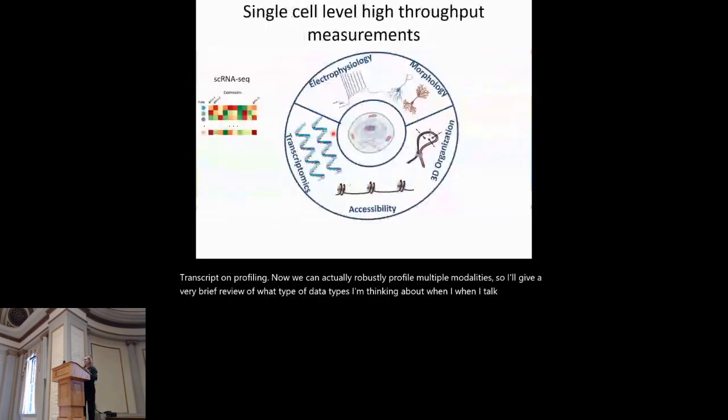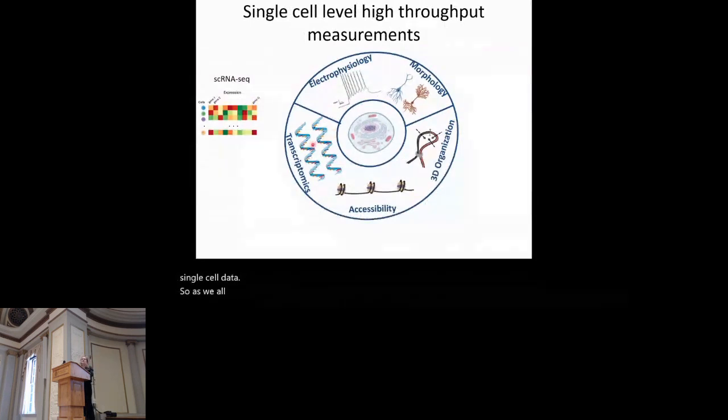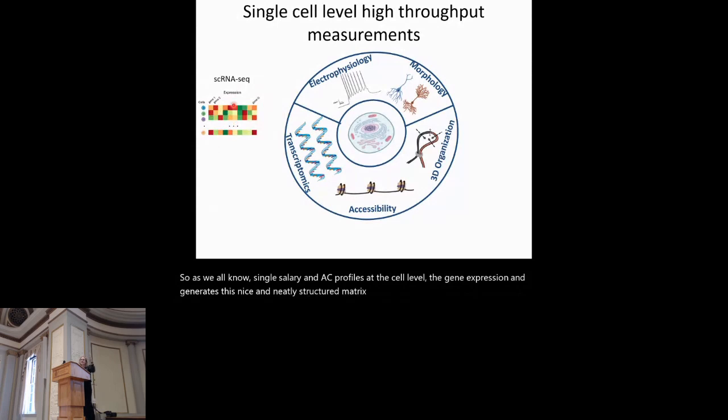So as we all know, single cell RNA-seq profiles at the cell level the gene expression and generates this nice, neatly structured matrix where rows are cells, columns are genes.